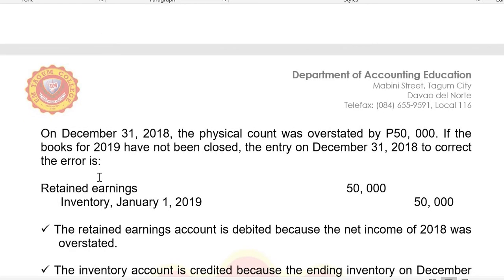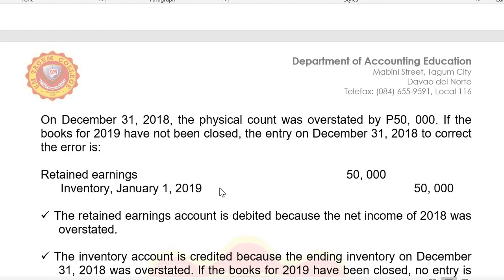Okay, so on December 31, 2018, no, the physical count was overstated by 50,000. No? If the books for 2019 have not been closed, the entry on December 31, 2018, to correct the error. Okay, so to correct the error, so you need to debit lang. Di ba kay pag prior period errors, you need to restate, no, the prior period financial statements, and the restatement should be debited or credited to retained earnings, or to adjust natin yung beginning balance ng retained earnings. Then, so you'll debit retained earnings, credit inventory on January 1, 2019 for 50,000.